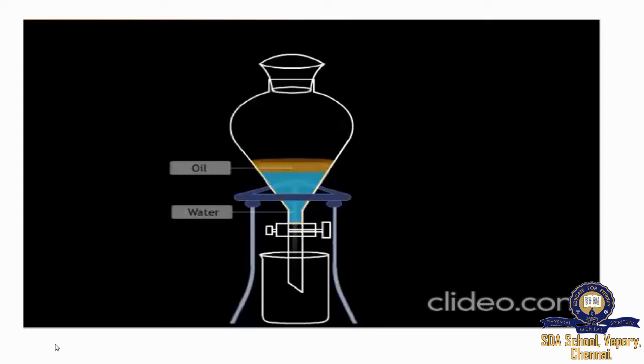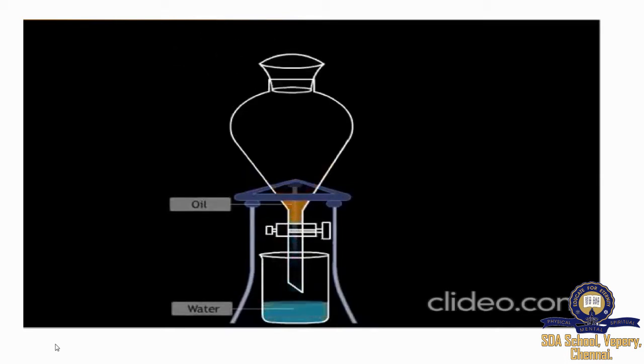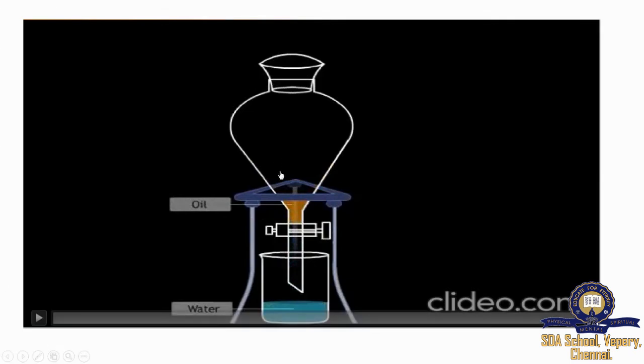Remove the stopper and open the tap to run the water layer into a beaker. You will be left behind with just the upper layer of oil. Yes, thus we finally separated oil and water. So this is a funnel, and it has a stopcock. Thus we can separate the water first, then the oil. This oil can be collected in another container.